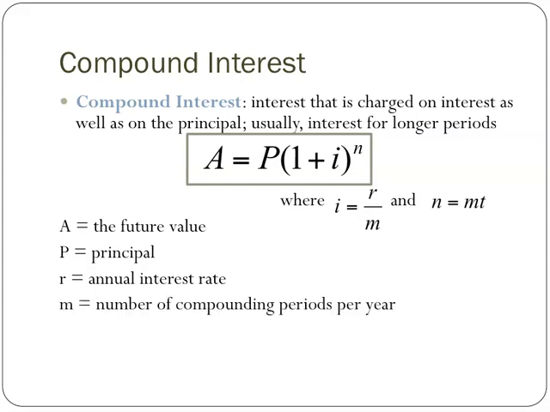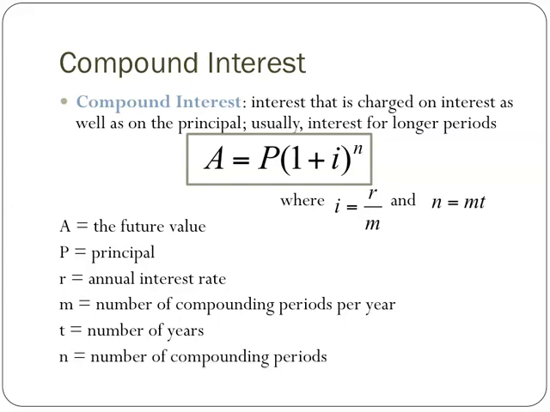Now, M is the number of compounding periods per year. This will depend on the problem. If it says that something is compounded quarterly, then that means there are 4 compounding periods per year. T is the number of years. So since we have M and T, if you multiply the number of compounding periods per year times the number of years, then N is really just the number of compounding periods. That's the total number of times that this interest has been compounded.